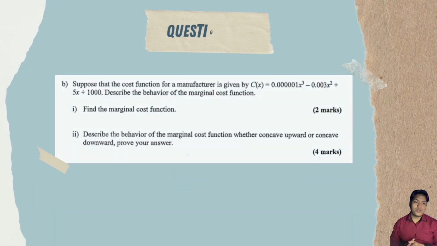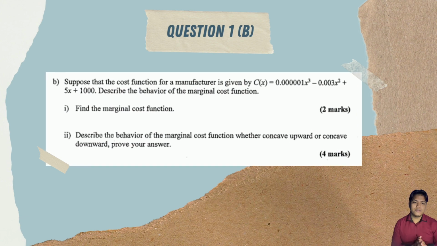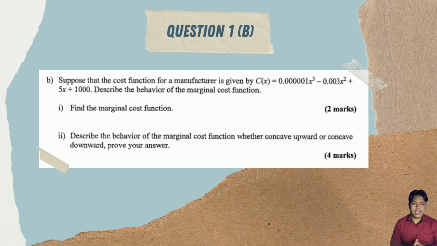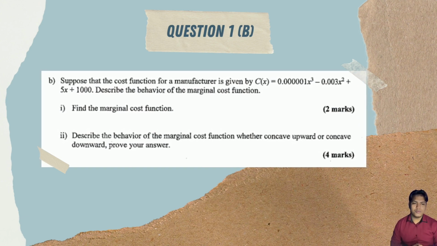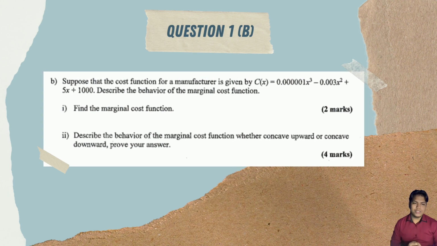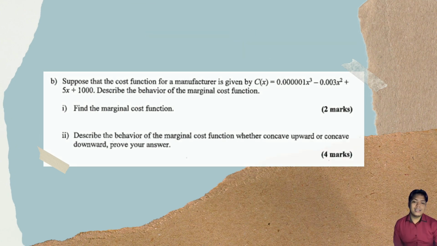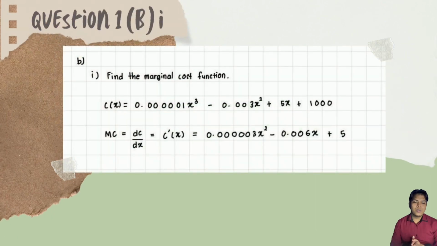So let's move to question 1b. Suppose that the cost function for the manufacturer is given by C(x) equal to 0.00001 x cubed minus 0.003 x squared plus 5x plus 1000. Describe the behavior of the marginal cost function. So we do have 1 Roman and 2 Roman. So let's take a look at first Roman. Question 1b, 1 Roman. Find the marginal cost function. So already given the cost function, which is 0.00001 x cubed minus 0.003 x squared plus 5x plus 1000.